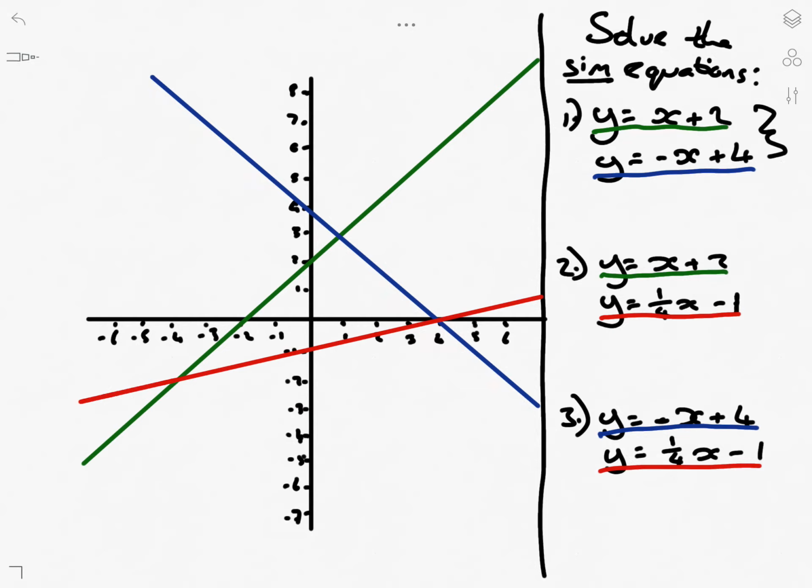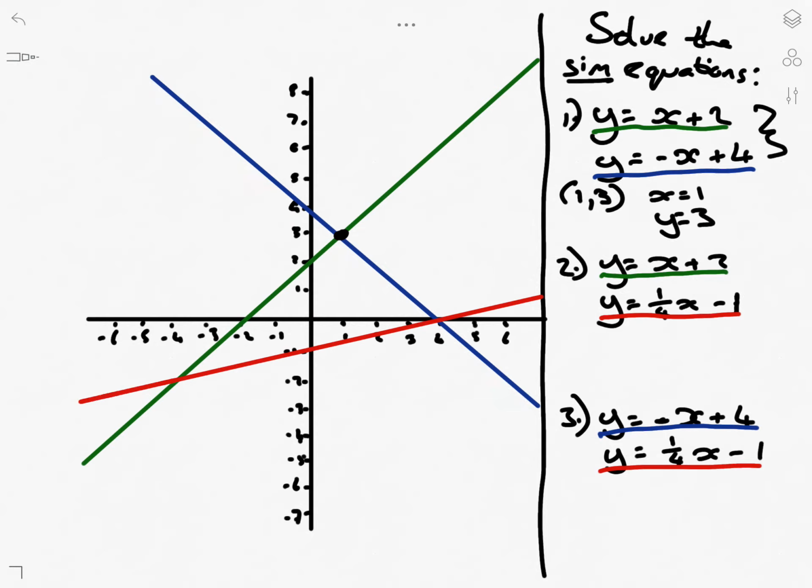Right, so we could solve them the way we've done them in the past, but the whole point of this chapter is to show us we can do it in the graph. So let's have a look. We're looking where green and blue cross. It's here. So we have the coordinates 1, 3. So our answer is just x equals 1, y equals 3. It's that easy. That's all you have to do.